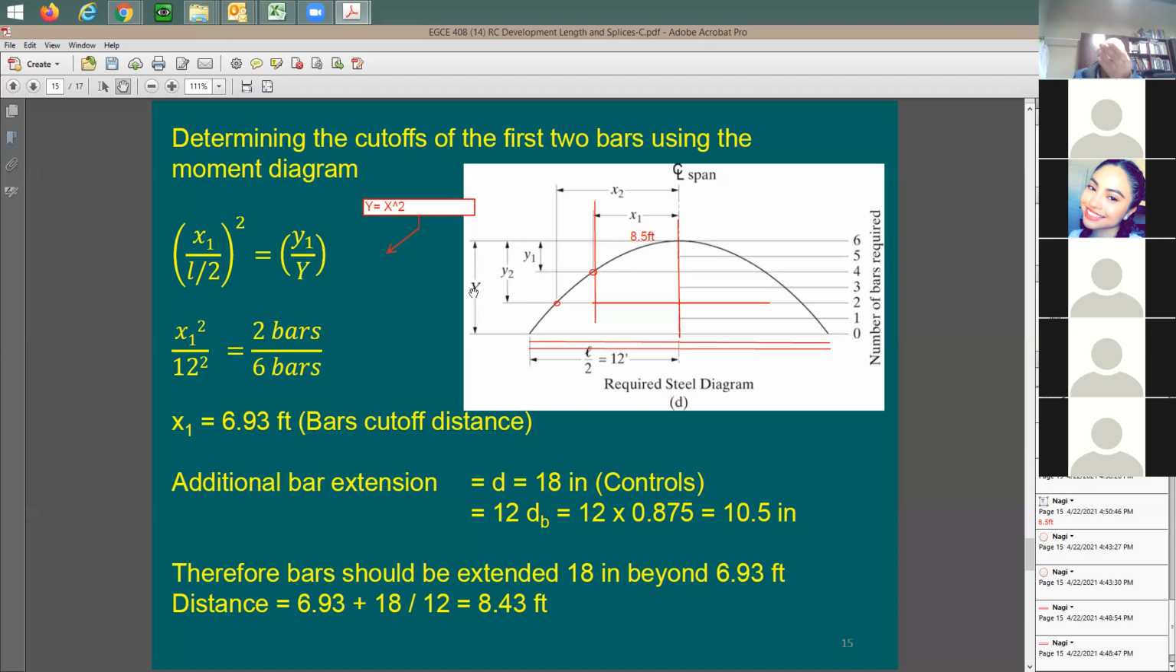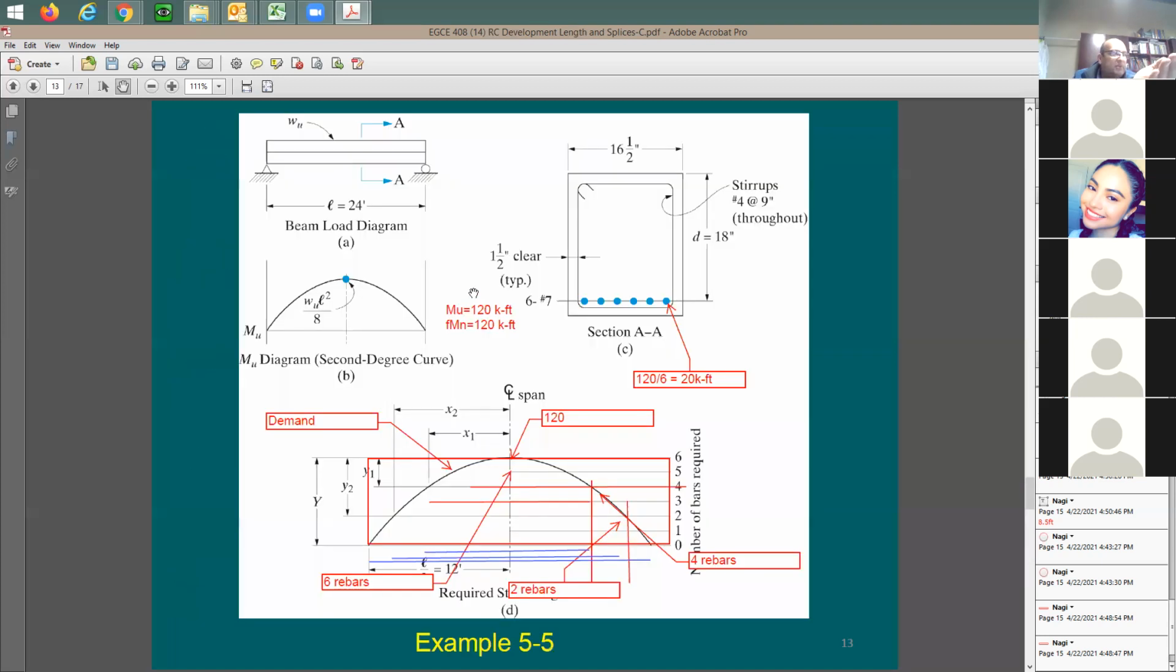So in this case, what does it mean by y? Do I have units for it? When you look here in the problem, there are no units. I just threw in this 120 for the sake of discussion so that we understand that if I have 6 rebars, these are going to be equal ordinates, or equal values for the moment, right? And each one of them is going to be equal to 20 kip-foot. Okay, now it makes sense.